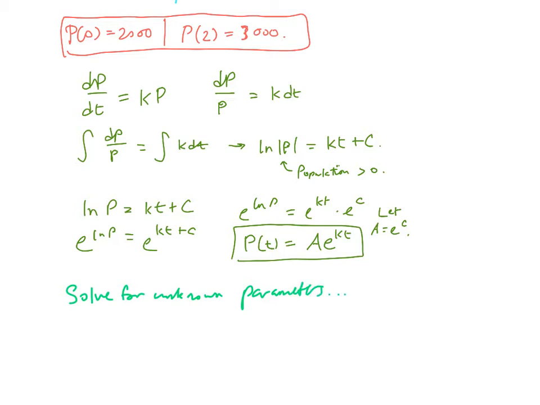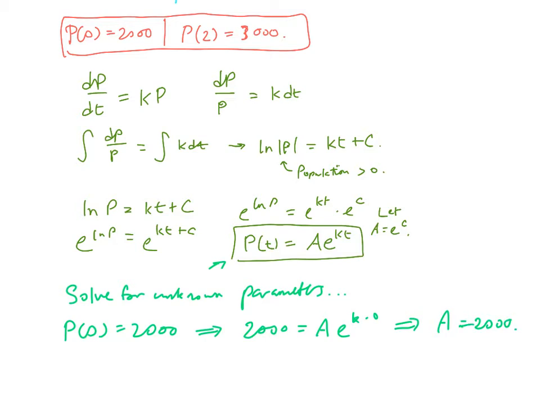So if I use the fact that P of 0 is 2000, then using this equation here, that gives me that 2000 is equal to A times e to the k times 0. Well, e to the k times 0 is just 1, so this means that A is 2000. Okay? So that's the same as before. But now what about the fact that P of 2 is 3000? All right, what's that going to mean?